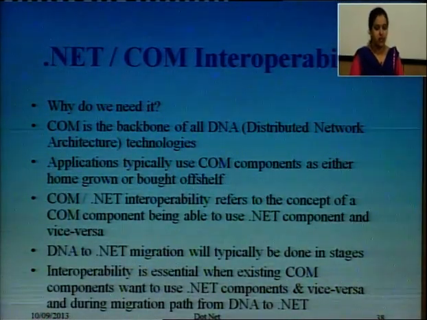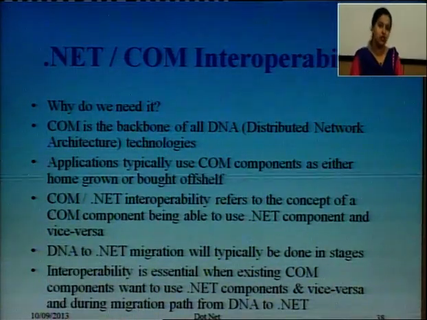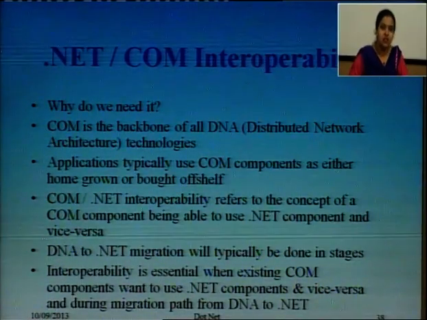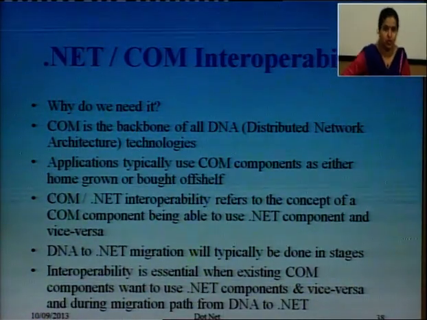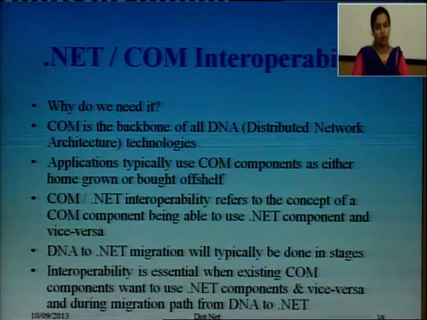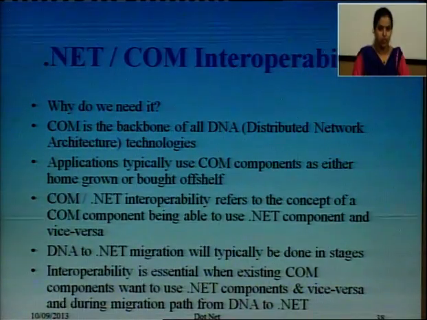Next is .NET COM interoperability. COM is the Component Object Model which came before .NET. It has some drawbacks, but why do we need it? COM is the backbone of all DNA, that is Distributed interNet Architecture, technologies. Applications typically use COM components, either homegrown or bought off the shelf. COM and .NET interoperability refers to the concept of COM components being able to use .NET components and vice versa.